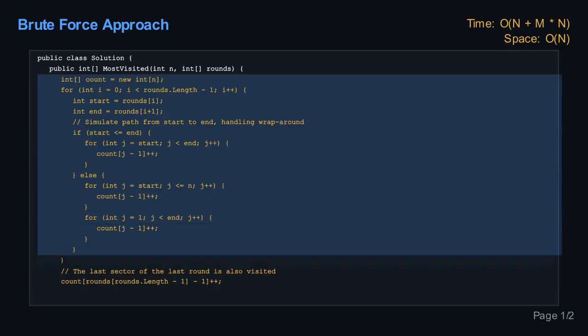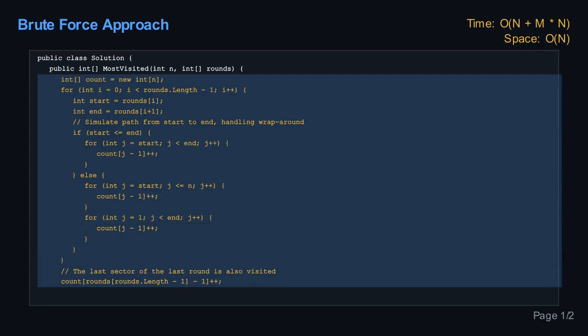This works but can be inefficient if the number of rounds or the track length is very large, as we're explicitly traversing every single step of every round. This leads to a time complexity of roughly O(n plus m times n) in the worst case, where m is rounds' length, and space complexity of O(n).